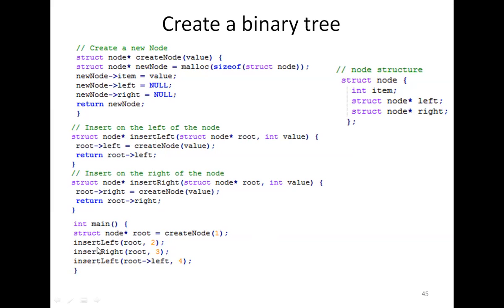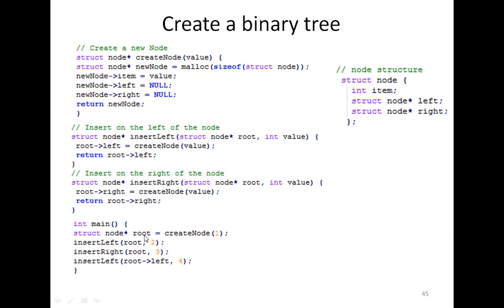This is the main function, and in main you see struct node star root equals create node. Create node is the function we discussed here, and while calling it we pass the value of the node. So 1 is passed here, and this 1 will be the value of the root node. So the first node is created. Then insert left root 2. This insert left means we will insert the left child, so we call this function and pass the root node address.